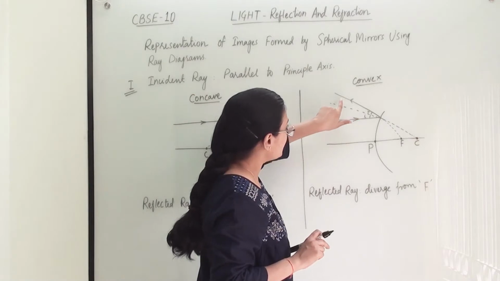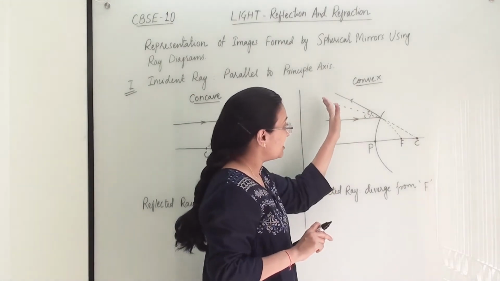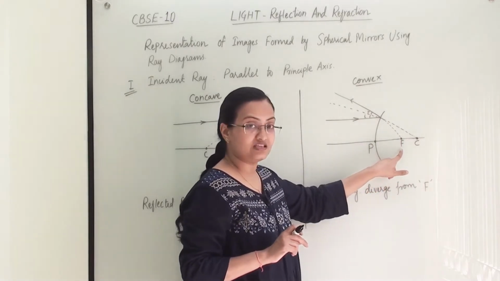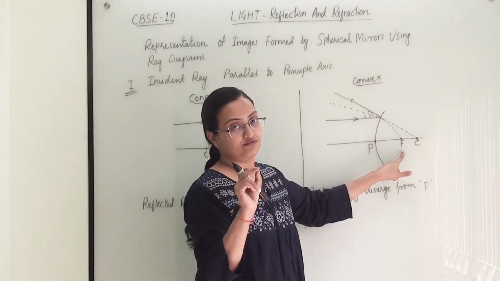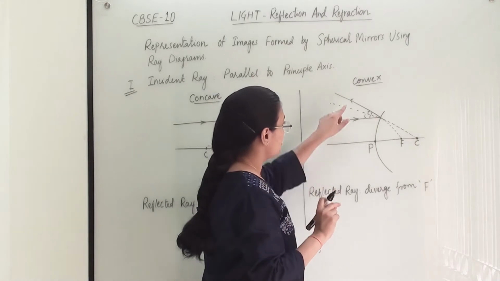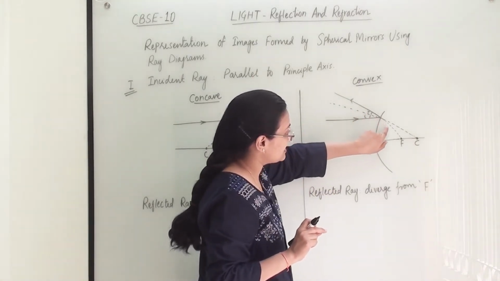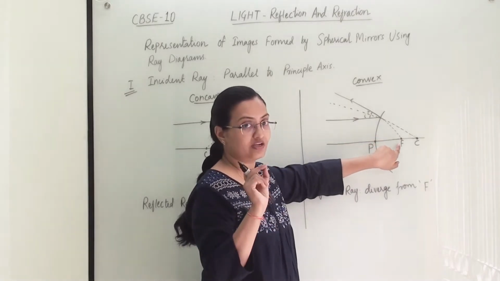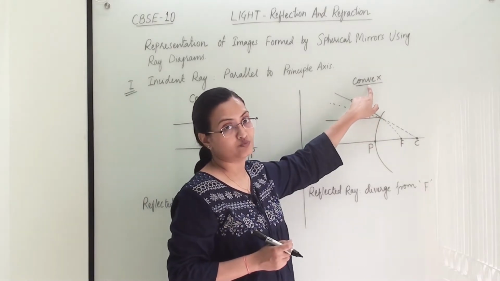But if we extend this reflected ray further behind the mirror, then we can see that it is coinciding with the point F. So this is a reflected ray, and if we extend it further behind the mirror, it will touch the point F. This point F is the principal focus of the convex mirror.